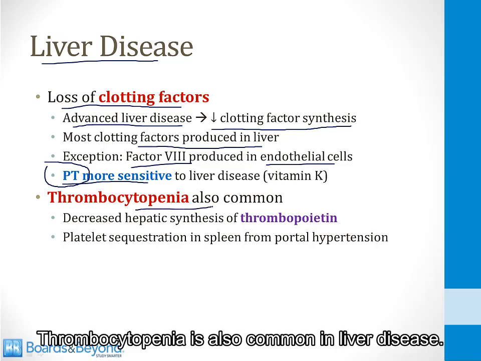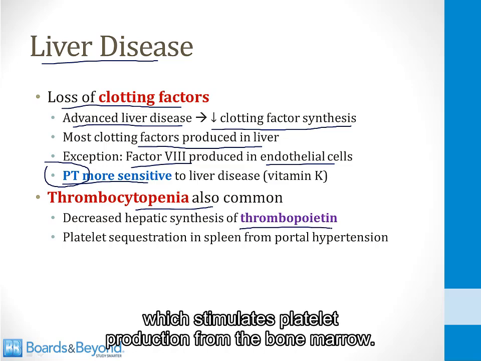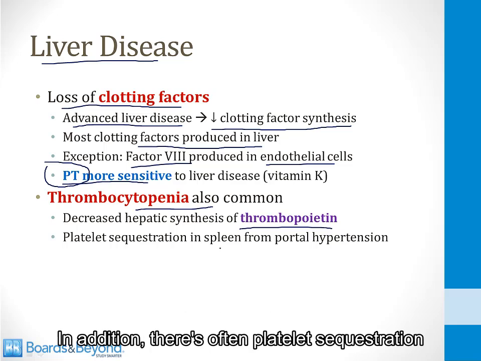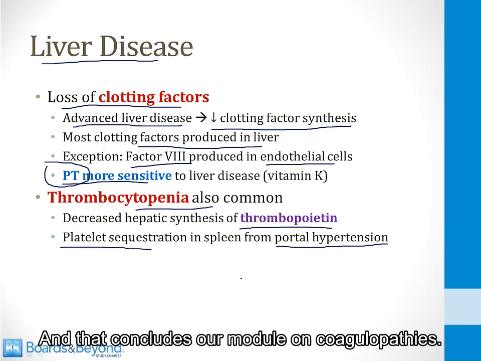Thrombocytopenia is also common in liver disease. There can be decreased hepatic synthesis of thrombopoietin, which stimulates platelet production from the bone marrow. In addition, there's often platelet sequestration in the spleen from portal hypertension. And that concludes our module on coagulopathies.